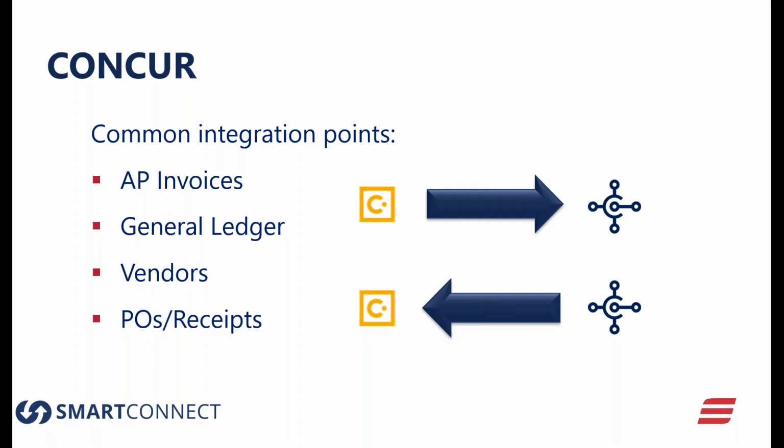The POs and receipts, this isn't all that common, but it's probably the fourth most common one that we have, where they want to do a three-way match, where they want to create purchase orders and match the receipts back to Concur. So again, that's sending data back to the SAP Concur system to complete the process that's being run.